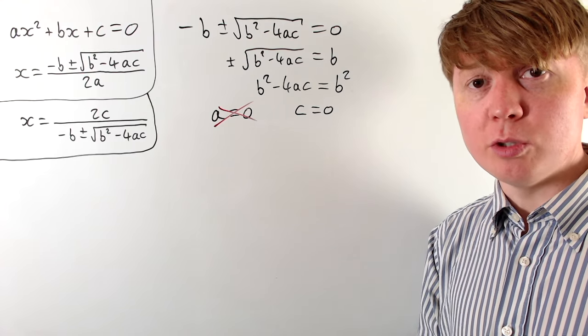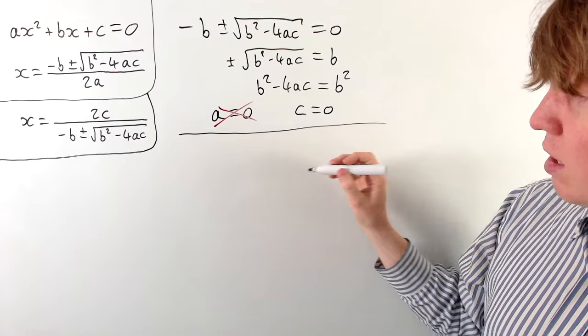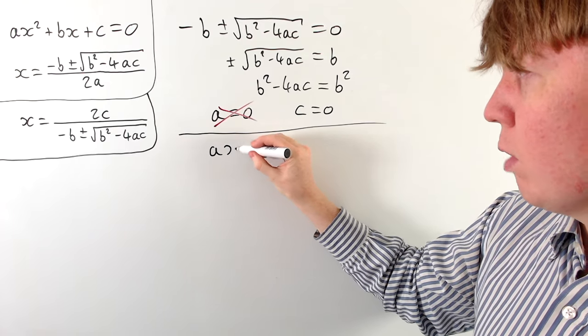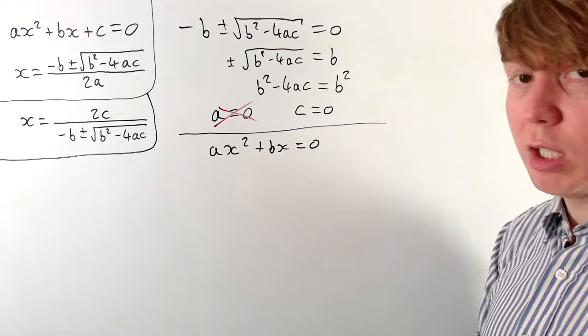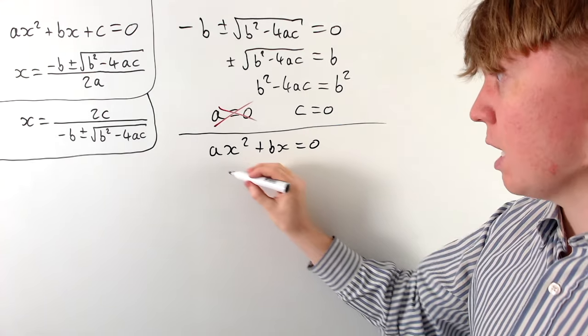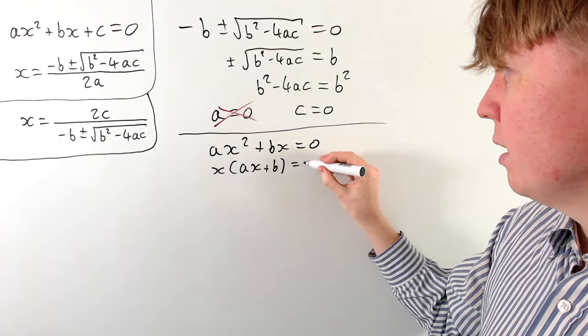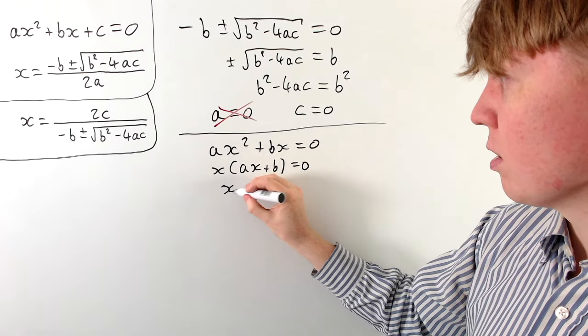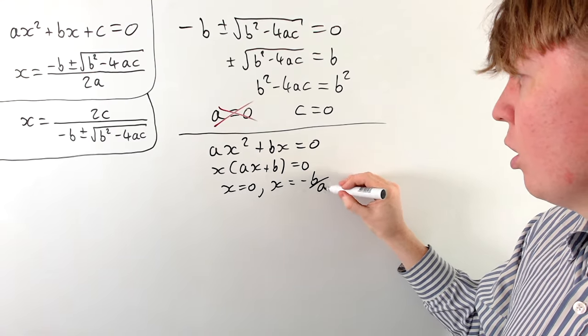However, we do need to explore this case a bit more where c is equal to 0. So you can see when c equals 0, our quadratic equation becomes ax squared plus bx equals 0, and we can actually solve this just by factorisation as x times (ax plus b) equals 0. So we get two solutions, x equals 0 and x equals minus b over a.